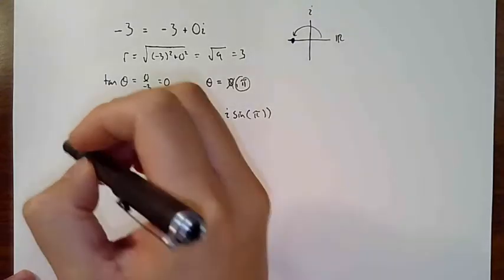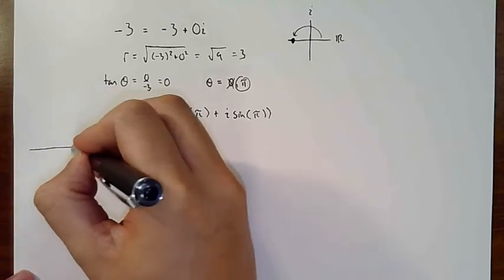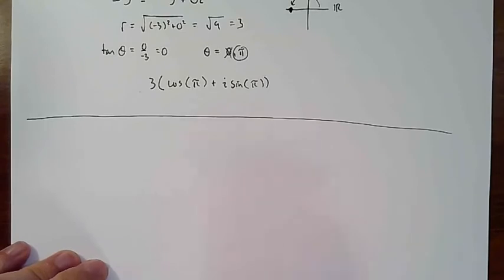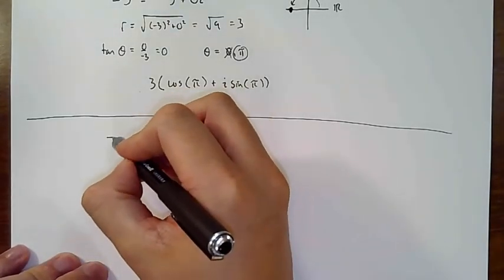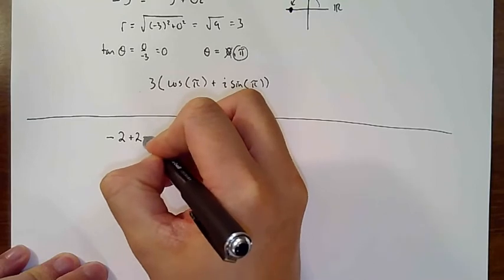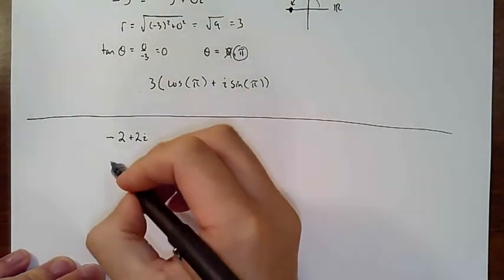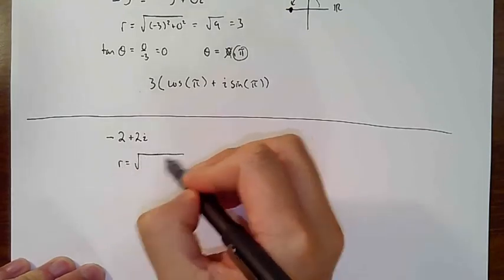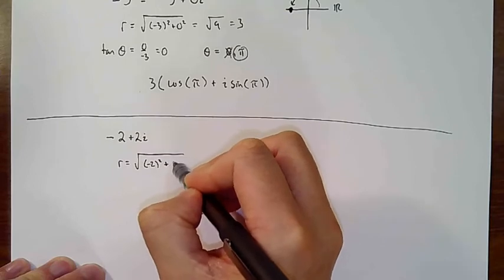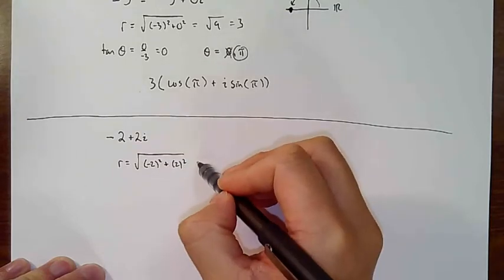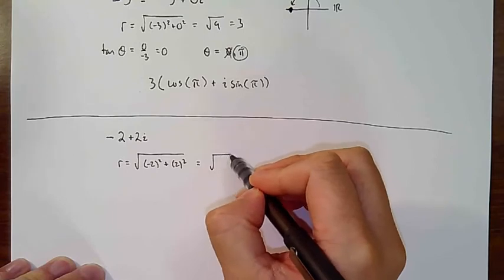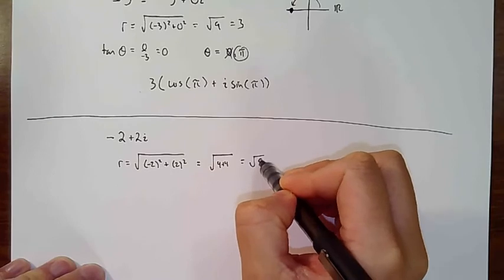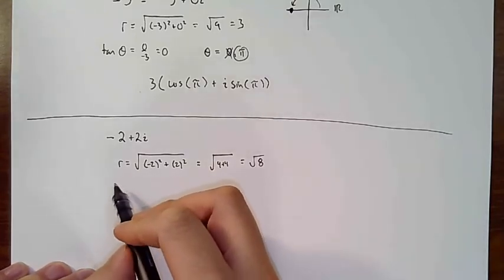All right. Let's move on to one in quadrant 2. So this one is -2 plus 2i. Well, we find r like normal. Square root of -2 squared plus 2 squared. This is going to be the square root of 4 plus 4, or square root 8. And we'll just leave that. We could simplify it a little bit, but I don't think we're required to do that.